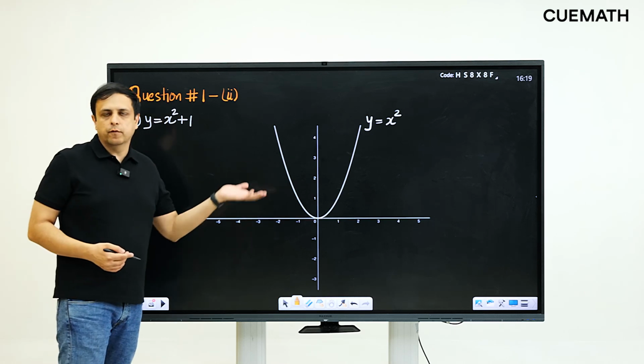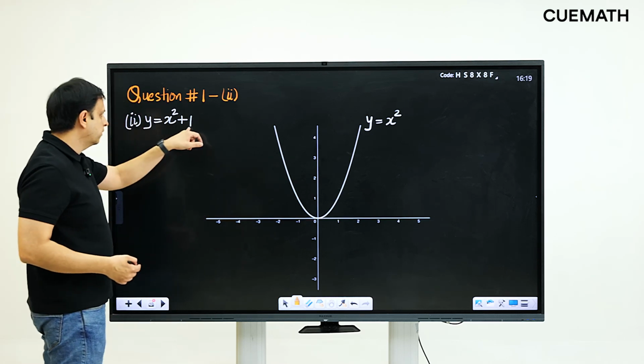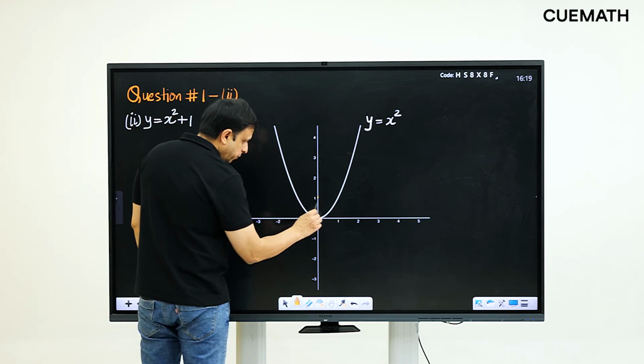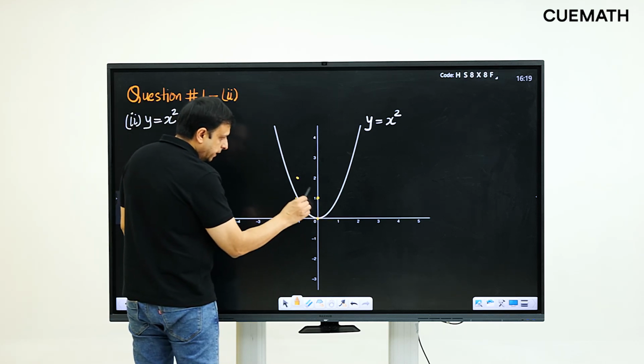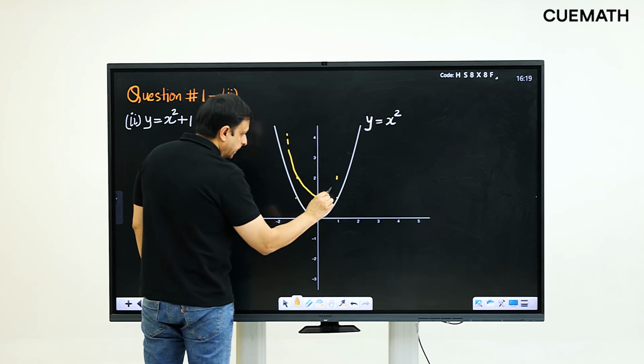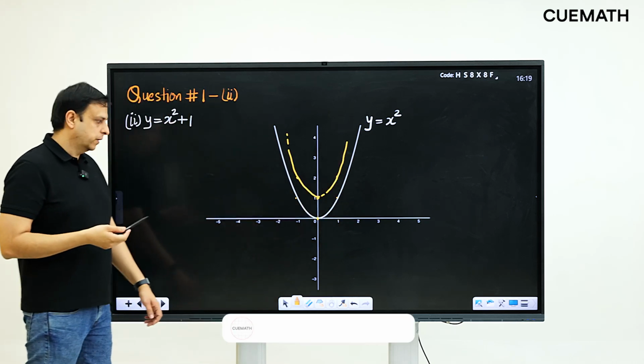This is a vertically upward shift of 1 unit because you are adding 1 to x square. So the whole thing will shift vertically upward. So this point will move over here, this one moves over here, this one moves over here, and then you get something like this. So you get the idea. So that is x square plus 1.